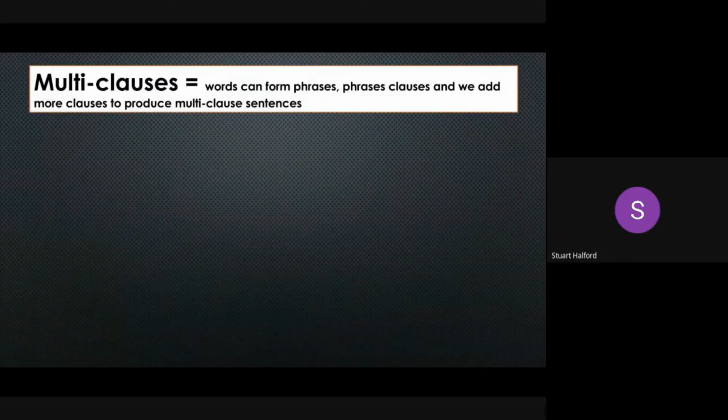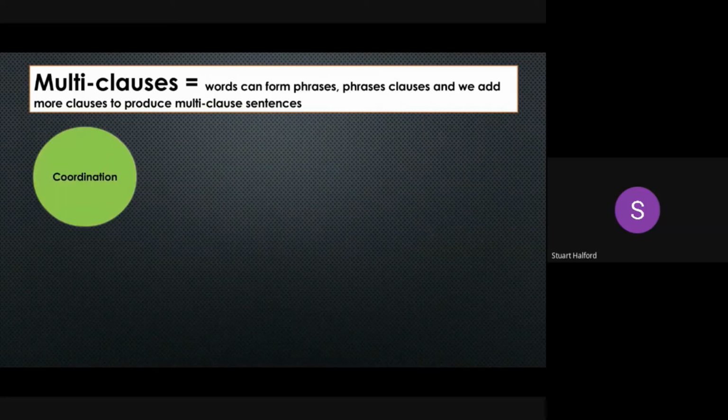And clauses, then we can build up sentences from multi-clause structures. So words form phrases. We've seen with the noun phrase and verb phrase. Then phrases form clauses. And then we add more clauses and we can produce a multi-clause sentence.